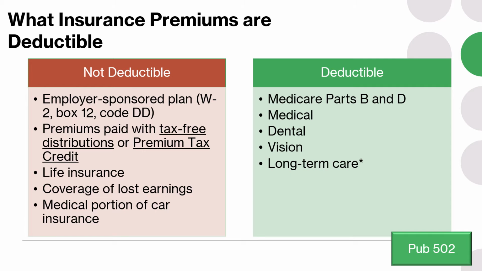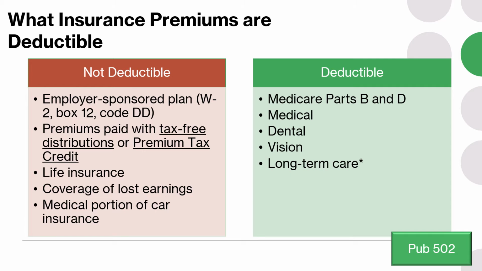It's specifically health and dental kinds of insurance. Also, insurance that covers lost earnings while somebody's ill doesn't count, and the medical portion of car insurance doesn't count.